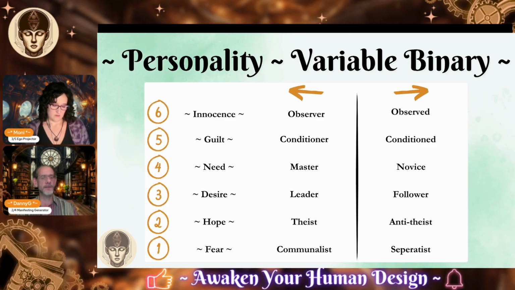I think it's an aspect of getting tired of one thing and now it's time to try the other. So if you're a second line, you're a theist and anti-theist. Doesn't mean you don't believe in God necessarily. It's just about the whole group of things, the hierarchy of it all, what's it all really for. So you're moving between these things, communalist and separatist. Conditioner and conditioned is interesting. Master and novice is super easy. And observer and observed is a little bit aloof. It's not the easiest thing to describe, but we'll get there.